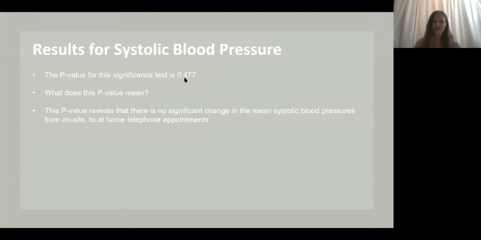Results for systolic blood pressure. The p-value for this significance test is 0.477. What does this p-value mean? As I said before, this p-value reveals that there is no significant change in the mean systolic blood pressures from on-site to at-home telephone appointments.